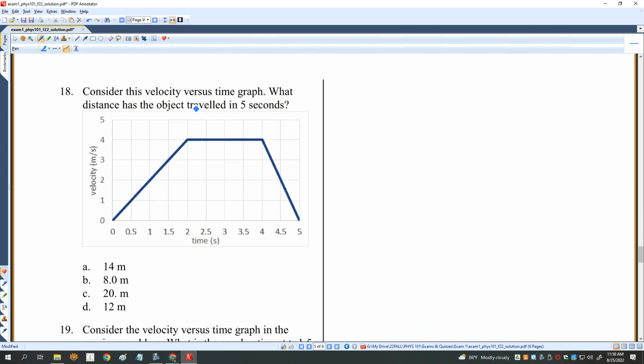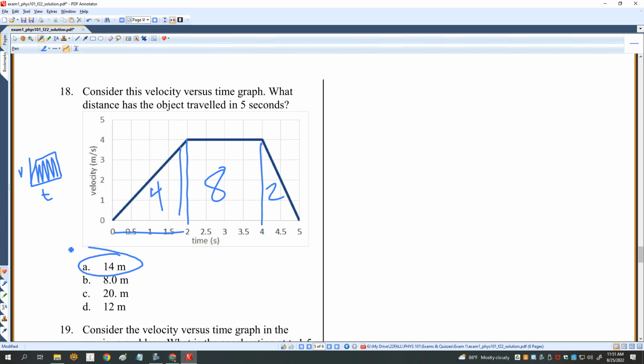So there's a velocity versus time graph. What distance has it traveled? Remember, if I have a V versus T graph, I find the area to find the distance. So here I have three parts. The area here is 1/2 of 2 times 4. That's 1/2 of 8, or 4. The area of this one is going to be 8, and the area of this one is going to be 2. So I add those up.